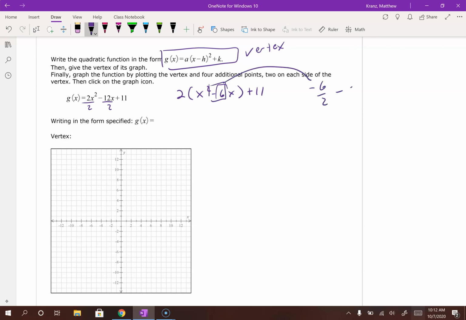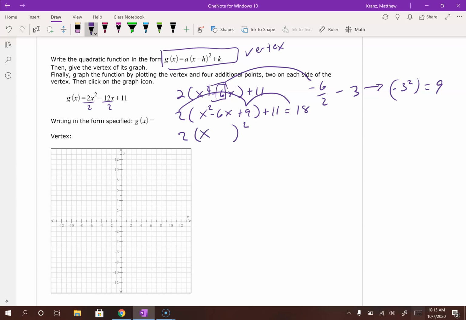Negative 6 divided by 2 is negative 3. And a negative 3 squared is 9. So I have 2x squared minus 6x plus 9 plus 11 equals, well, 2 times 9 is 18, so that's an 18 right there. Right? We went like this to get to that. Now, in factored form, this is just (x minus 3) squared plus 11 equals 18.